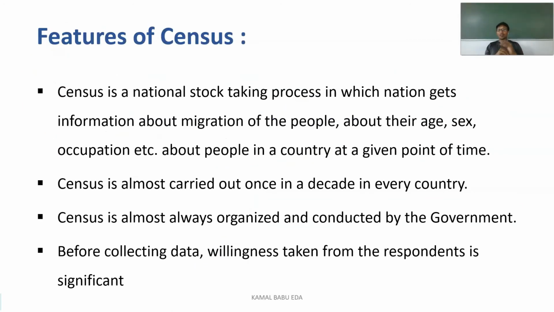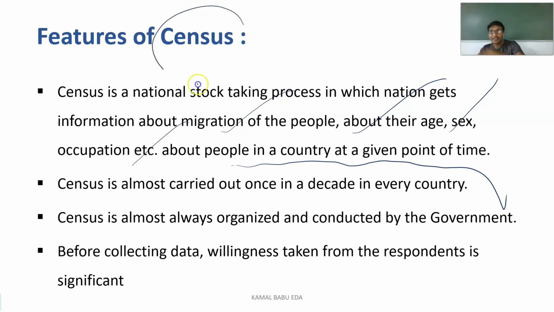Now we'll see what are all the features of the census. Here census is like a national stock taking process, in which the nation gets information about the migration of people, their age, their sex, their occupation, and about the people in the country at a given point of time. As I said earlier, mainly we are getting this stock, means what is the average age of the people who are living in this country, what is the average birth rate, what is the average death rate. All these things are embedded in the census.